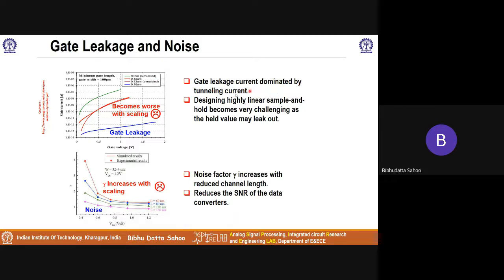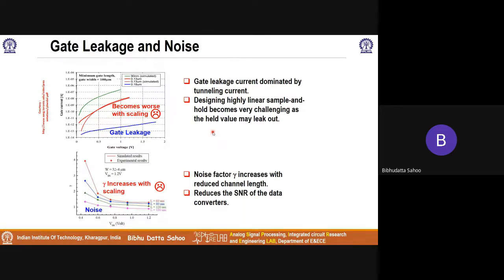The gate leakage current is dominated by tunneling current. Designing highly linear circuits becomes very challenging as the held value may also leak out. The gate leakage would cause the voltages on certain nodes to leak out, and not only that, the bias currents of various blocks also change just because the gates start leaking.